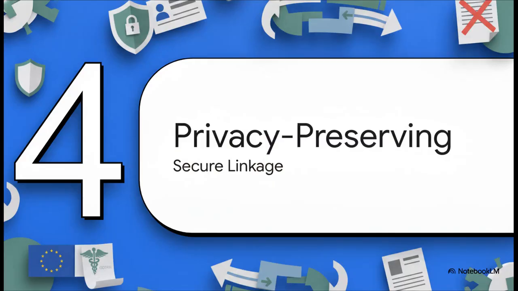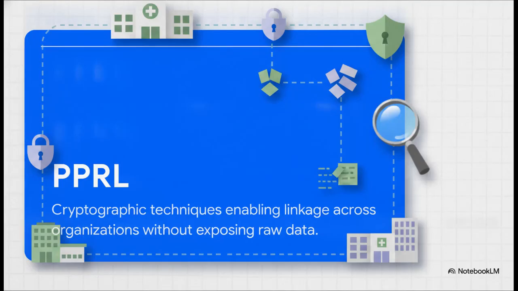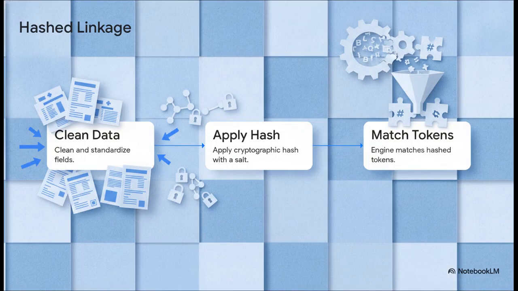All right, let's move into Section 4, Privacy-Preserving Record Linkage, commonly known as PPRL. Because of strict and very necessary regulations like GDPR in Europe and HIPAA in the US, sharing raw, identifiable data is often illegal and highly complex. Privacy-preserving record linkage allows researchers to connect the dots across different organizations without ever exposing the underlying, raw, personally identifiable information to any single party. The process behind this is absolutely fascinating.